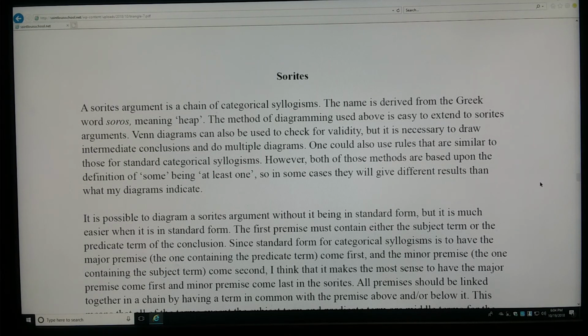For our final video on categorical logic, I wanted to discuss Sorites arguments. A Sorites argument is similar to a categorical syllogism. It's just an extended form of categorical syllogisms. You might even think of it as a chain of linked categorical syllogisms. The name is derived from the Greek word soros, meaning heap. The method of diagramming that we used for categorical syllogisms is easy to extend to Sorites arguments. It works very well for Sorites arguments.